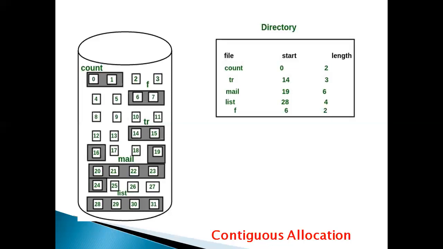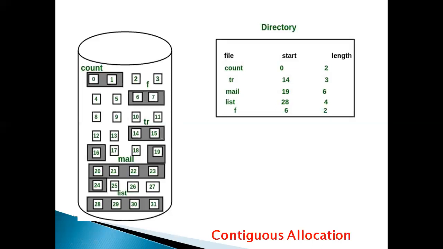So, for example, in this example, the file name is TL. The starting address of the block is 14. So it is a direct access, and it is a contiguous allocation. Next, the next block will be 14 plus 1, so the next block that will be used is 15. So this is called a direct access.